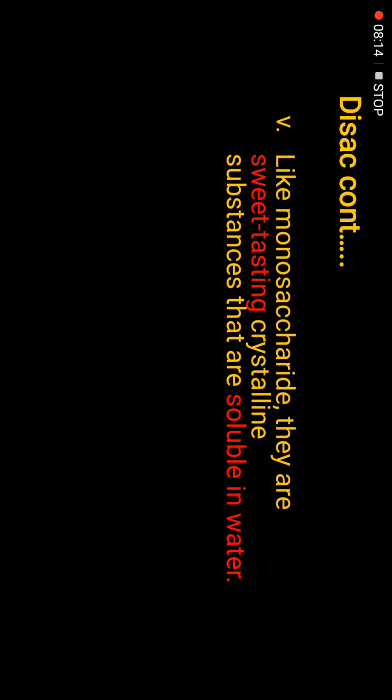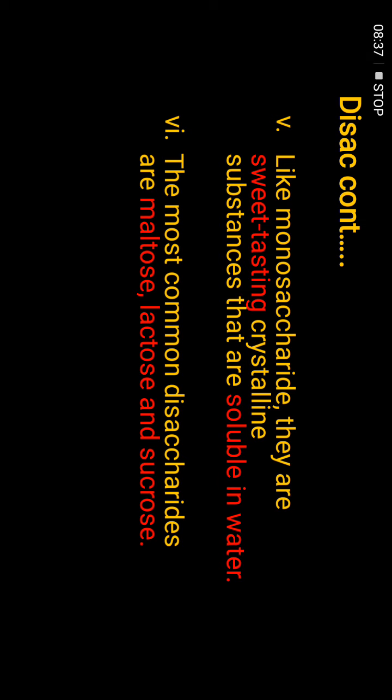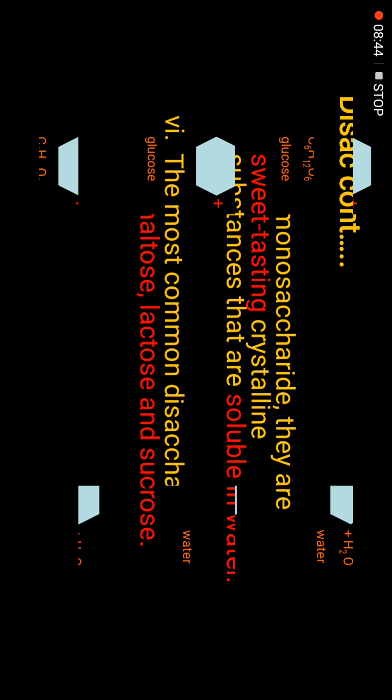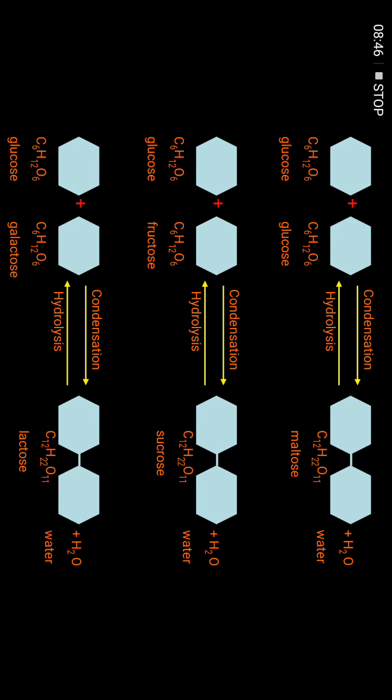Now, just like monosaccharide, disaccharide is also sweet. They are crystals and they are soluble in water. They are more or less the same as the monosaccharide, just that they are double sugar. They have two monosaccharides combined together. The most common ones are maltose, lactose, and sucrose. This is how they are formed.